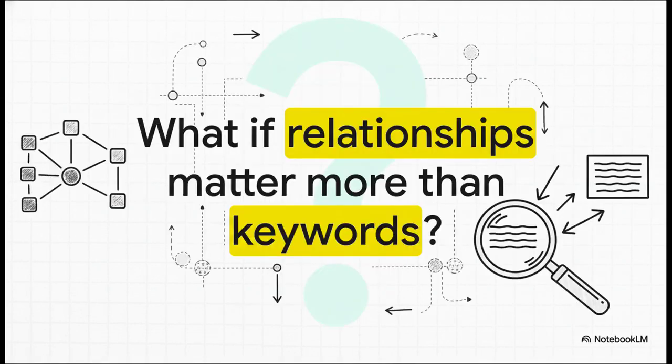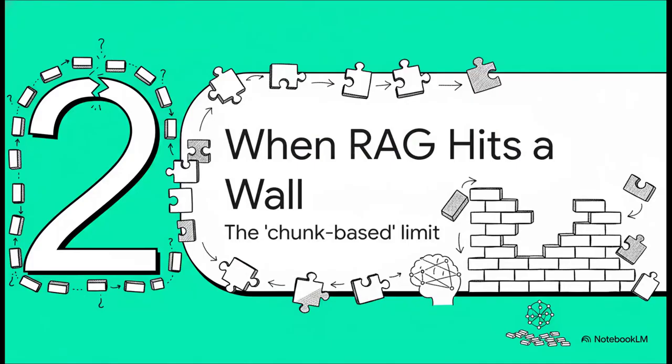This leads us right to the critical question. What happens when the answer isn't just hiding in a single piece of text? What happens when the answer is hidden in the connections between different facts? When the relationships actually matter more than just finding a similar-sounding paragraph? This is precisely where RAG can hit a wall. Its chunk-based view of the world becomes a serious limitation.